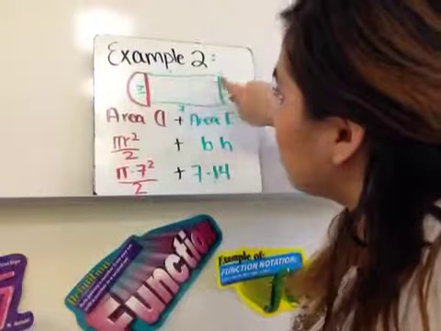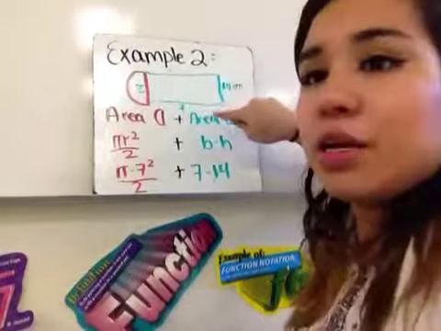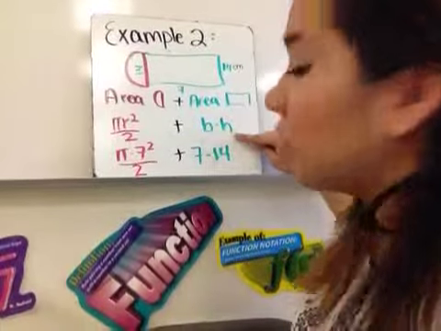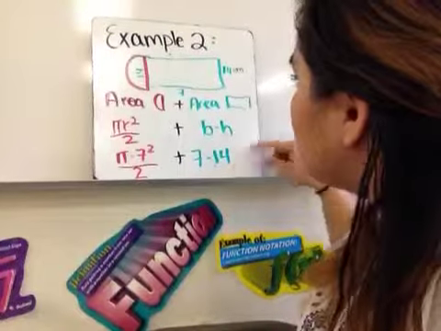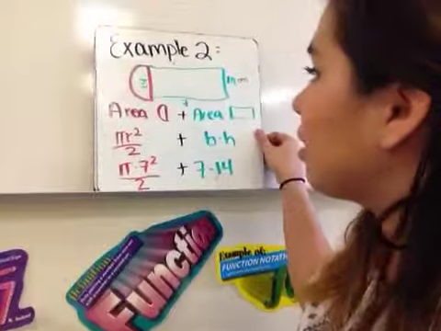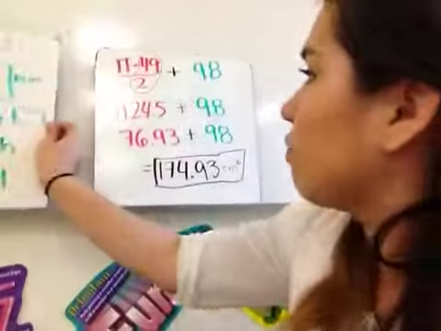To find the rectangle, we're just going to be doing base times height. So we're going to be finding the area of this rectangle, which is base times height. So I'm going to do 7 times 14. Let's see how I would continue to solve this.